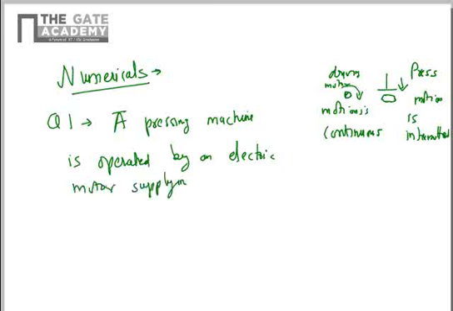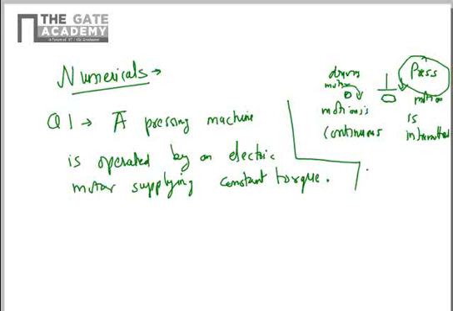The pressing machine is operated by an electric motor supplying constant torque. So in this case, the driver is not an IC engine; it's an electrical motor, and hence it is able to supply a constant torque. But in this case, the fluctuation of energy will come from the press. This will lead to fluctuation of energy because the motion is intermittent.